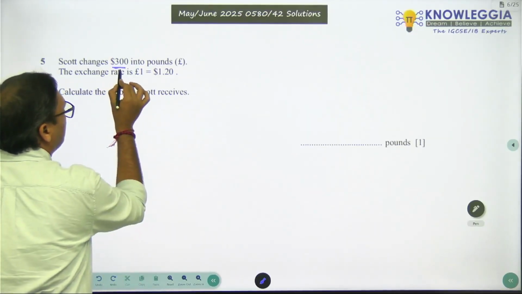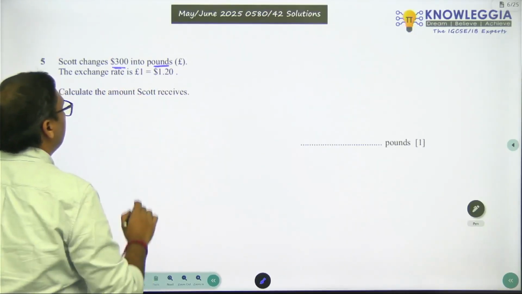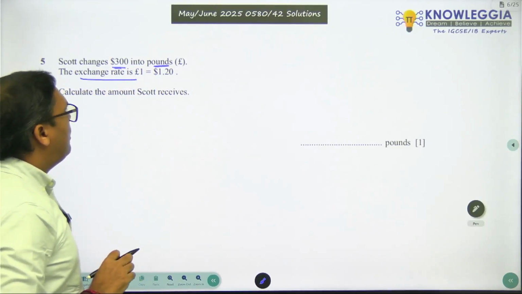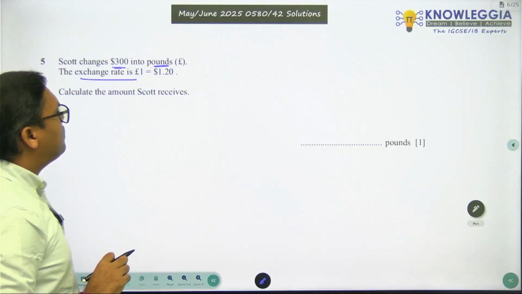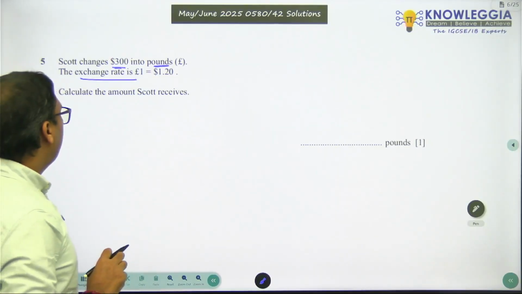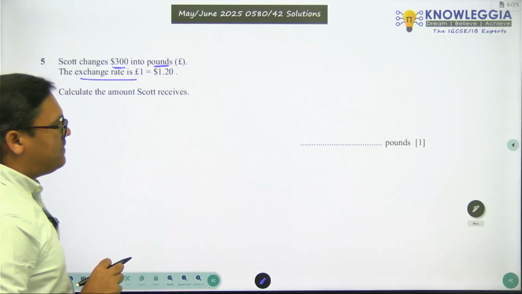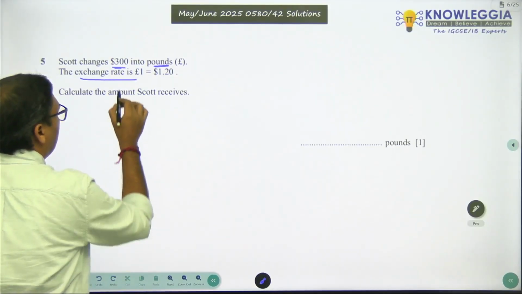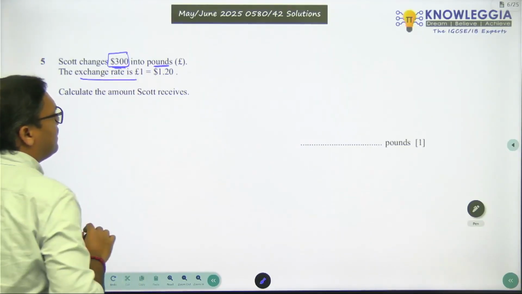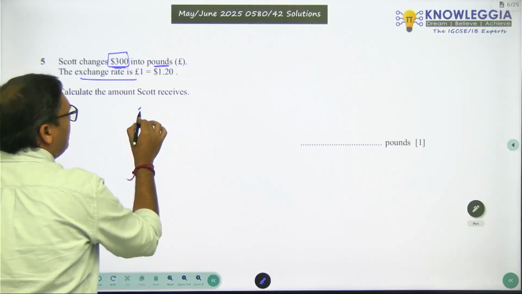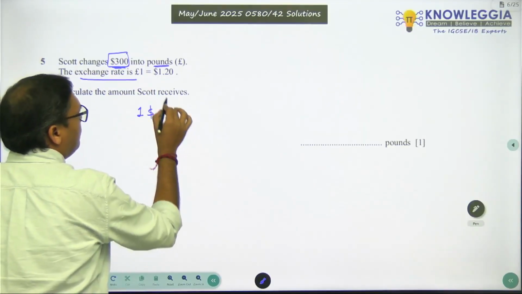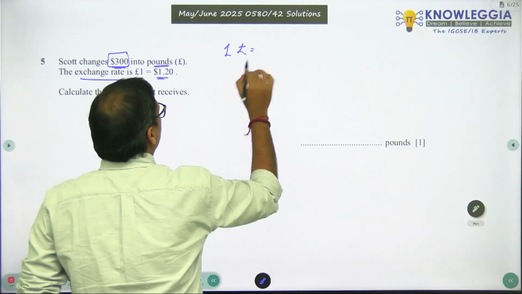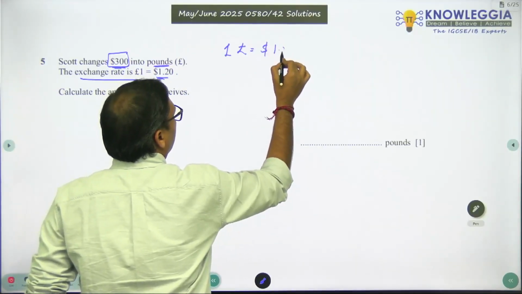Scott changes $300 into pounds, and the exchange rate is £1 is equal to $1.2. What is the amount Scott receives in pounds? So you can see he has $300, and the rate given is 1 pound is equal to $1.20.